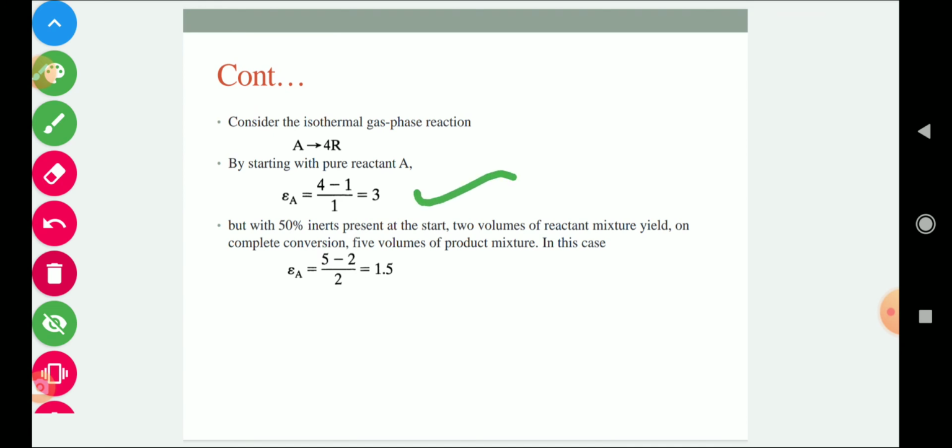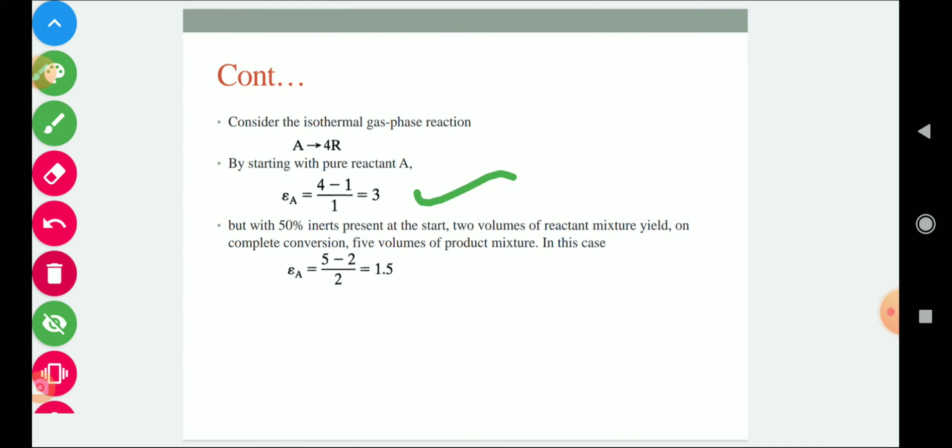Because volume and number of moles are linearly dependent from the ideal gas law, PV equals nRT, we can also write in terms of number of moles. So 4 moles of product are formed from 1 mole of reactant. So 4 minus 1 upon 1 equals 3. So epsilon A equals 3.